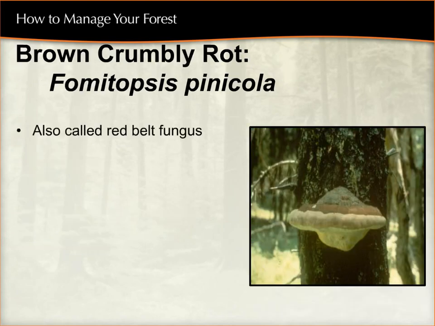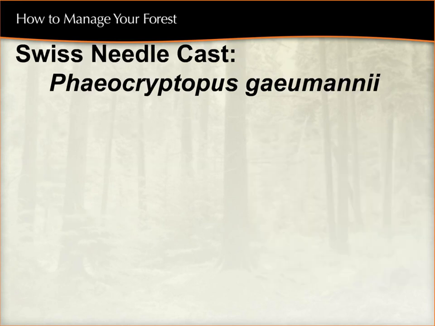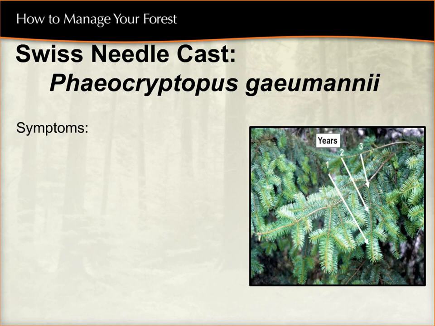Brown crumbly rot is caused by Fomitopsis pinicola, also called the red belt fungus, from the reddish belt around the outside of the conch. This rot occurs exclusively on dead trees, and so is not a disease problem for your live trees. Now we'll turn our attention from rots to needle diseases.